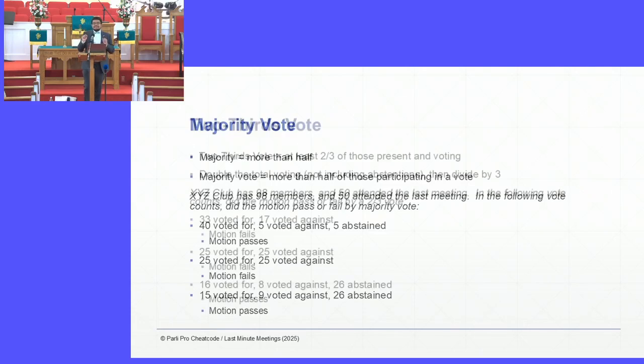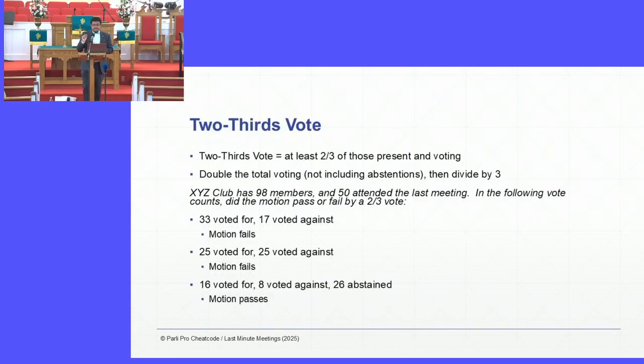Next slide. So 2/3. So 2/3 is at least 2/3. The best way to do that is to take the number of people who voted. So take the yeses and the nos and combine them. You double it, so you times it by 2, and then you divide by 3. You want to make sure the number is at least that number.